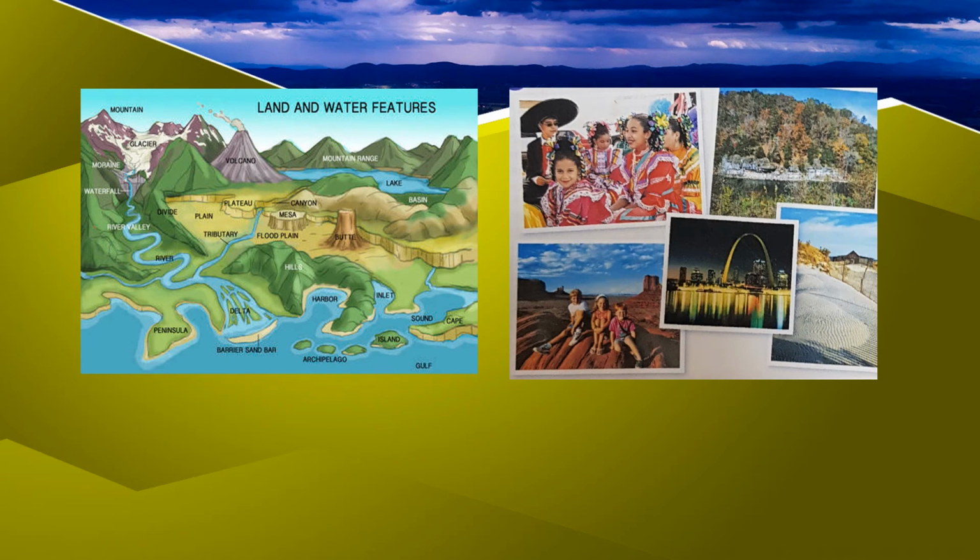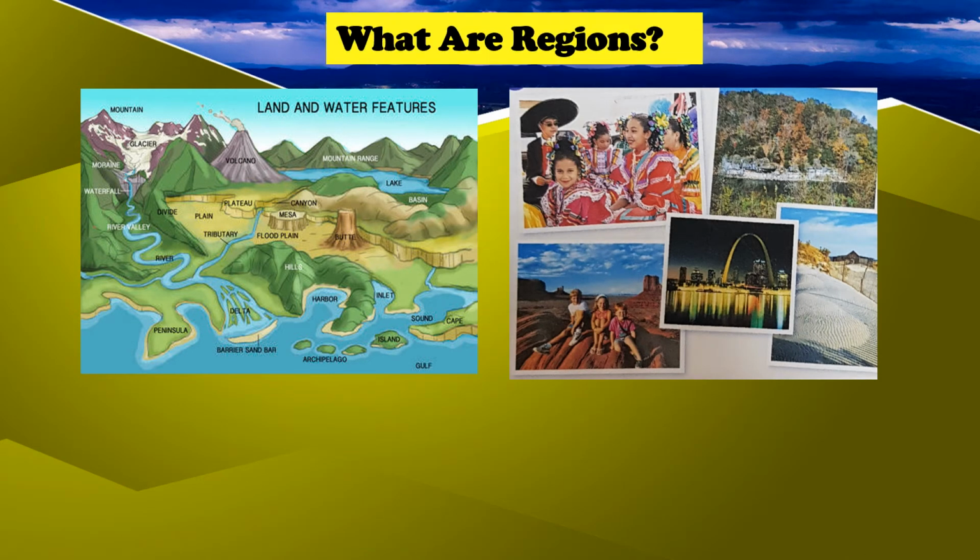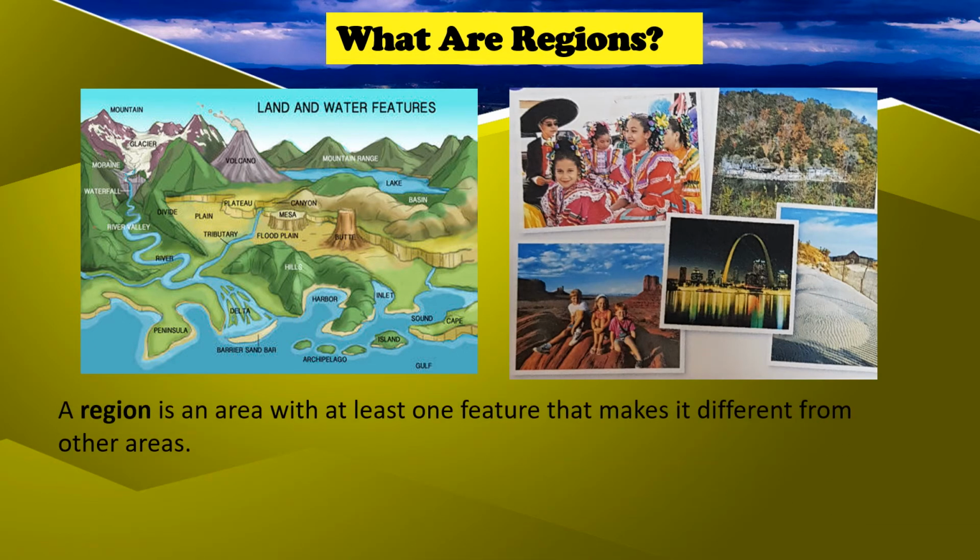Grade 4, let's find out what regions are. Think of all the different landforms, climates, countries, people, and industries that are part of our world. It's a lot, isn't it? It would be difficult to describe them all at the same time. So for this reason, class, people divide the world into regions. Again, a region is an area with at least one feature that makes it different from other areas. And each place in the United States is part of many kinds of regions.